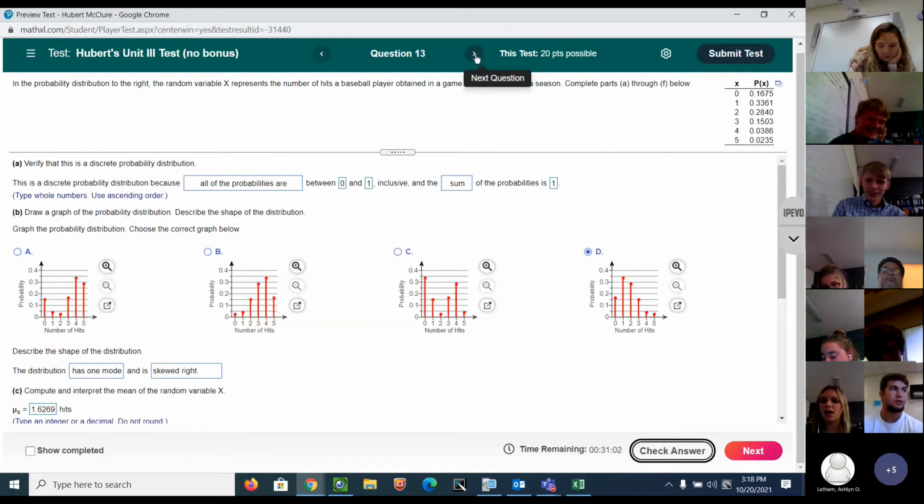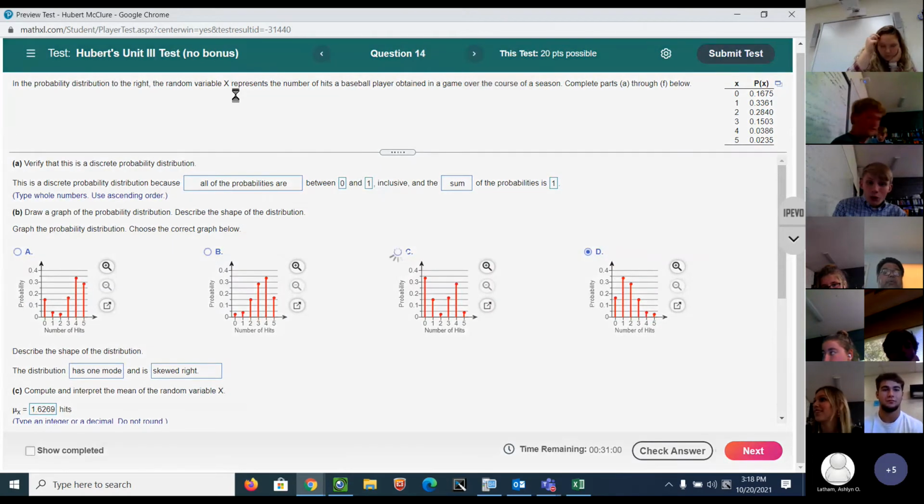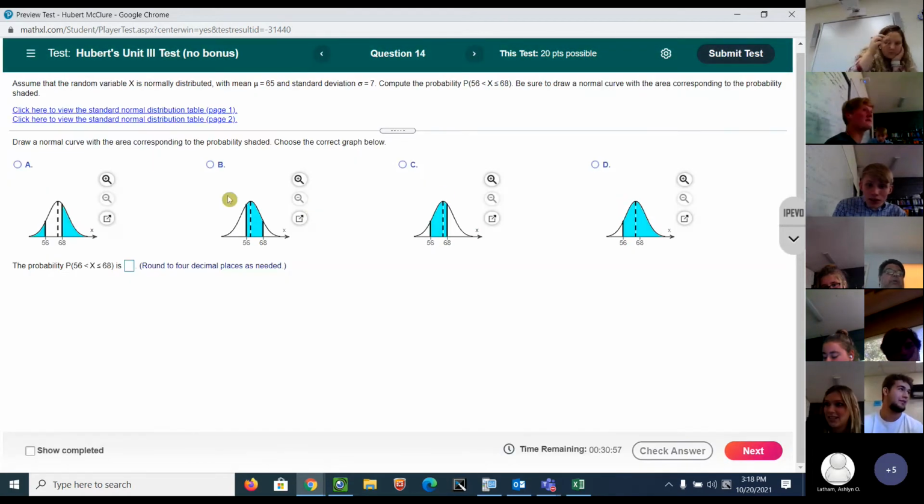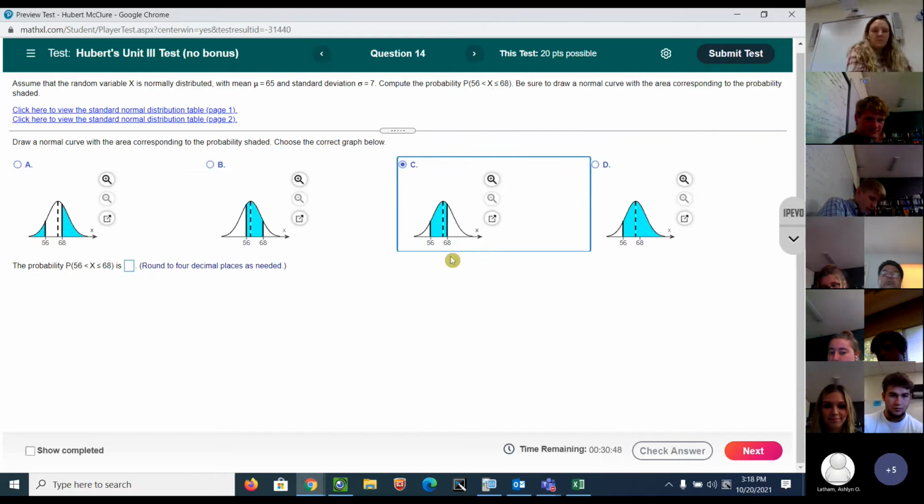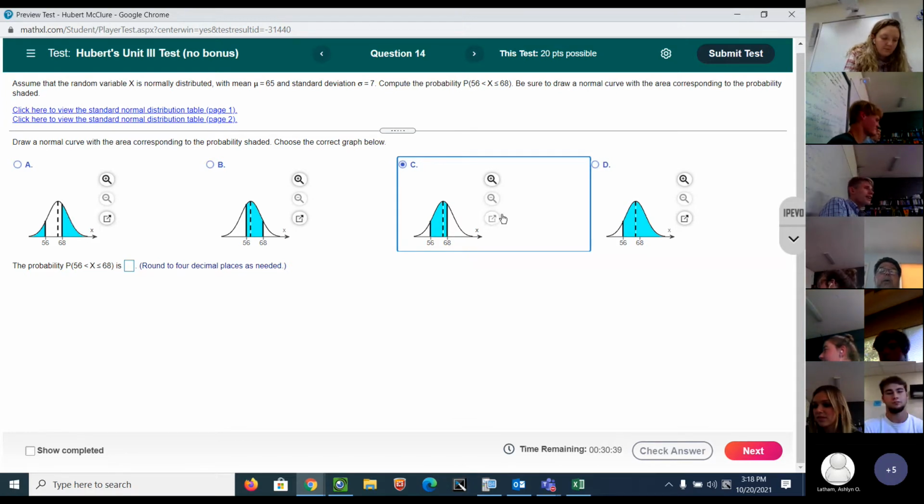Next question. I got 2 minutes. Okay, we did one like this, and this one says between 56 and 68. So that's C. Get your z-score for 56 and a z-score for 68, and run the normal CDF. Okay? Wait a minute. What's the mean? The mean is 65. Yeah, that's it. Next.